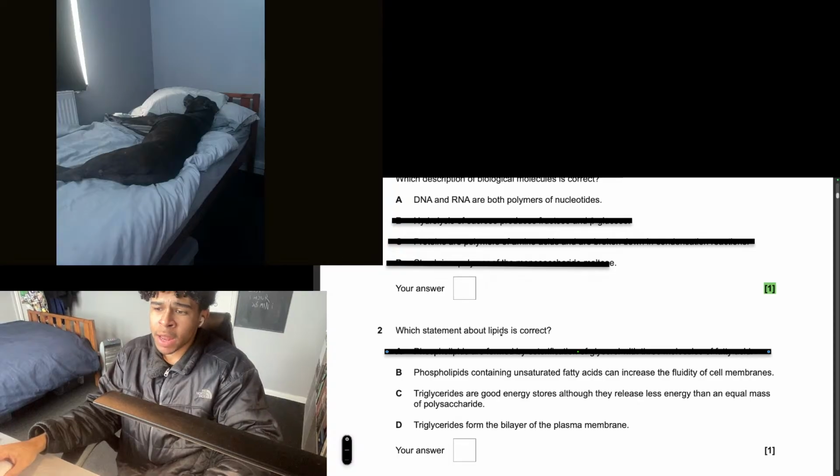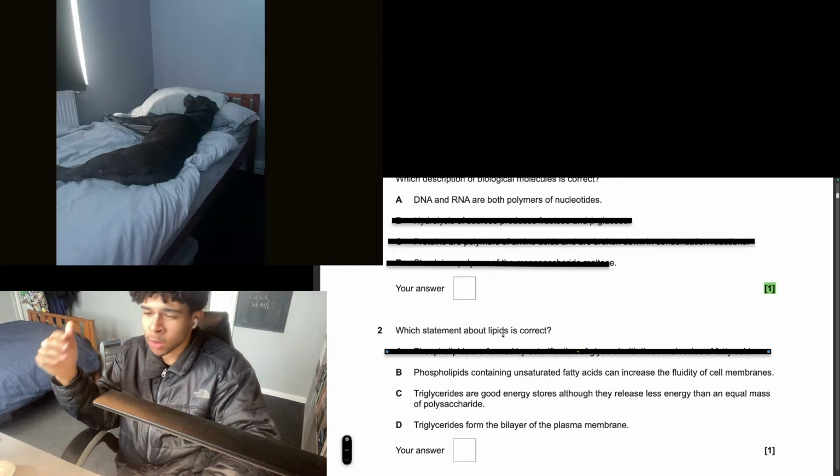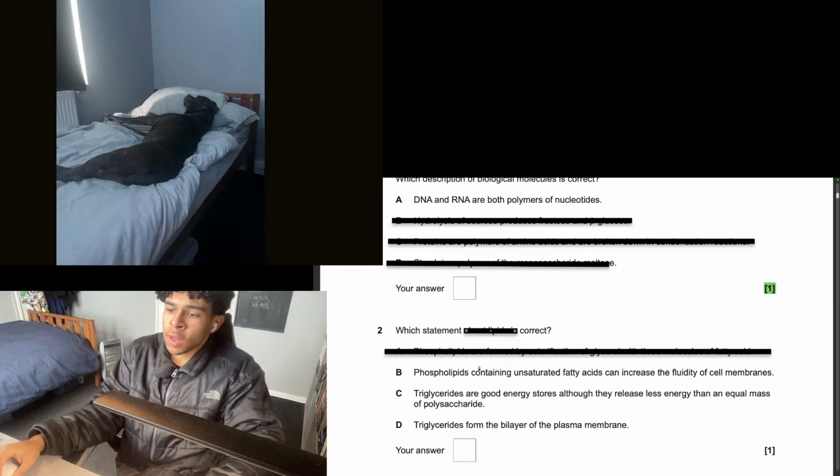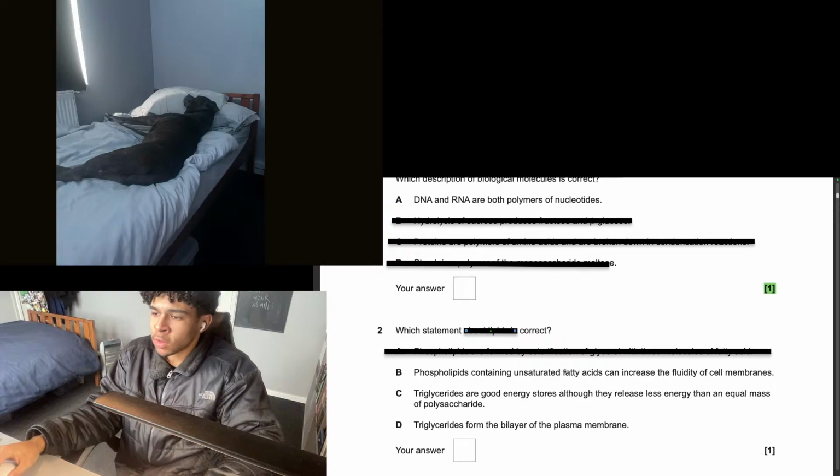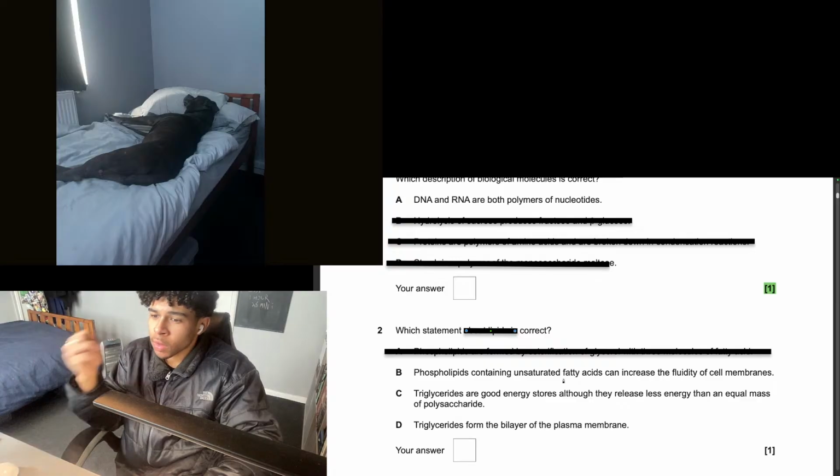So which statement about lipids is correct? I don't know exactly what a lipid is. It's essentially just which statement is correct. We know that's wrong. Phospholipids containing unsaturated fatty acids. Okay.